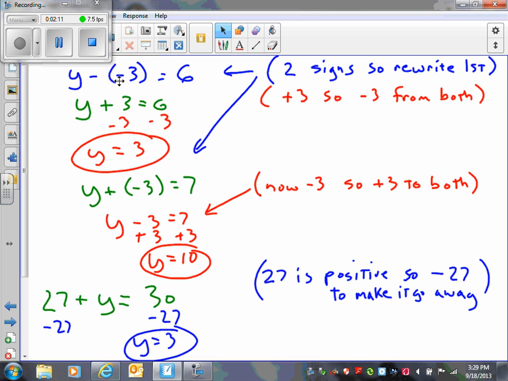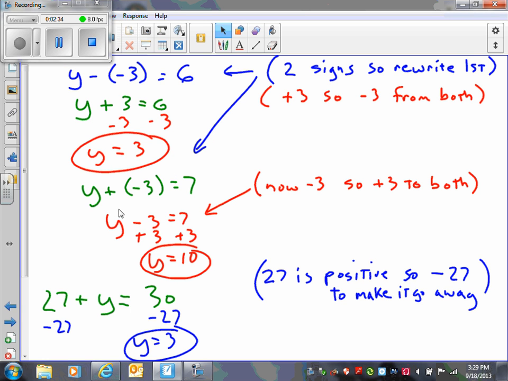Now, if you have a situation like this, anytime you have two signs, like a minus or a minus a plus, rewrite them first. That will help you solve this. y plus 3 is equal to 6. So I'm adding 3, so I subtract 3 from both sides. I get y equals 3.